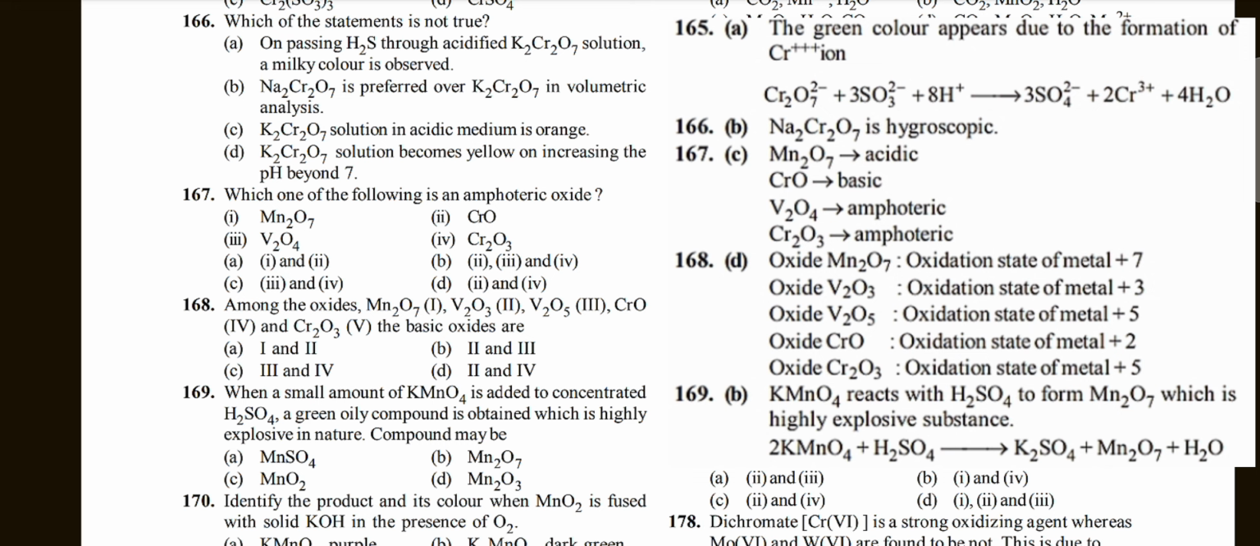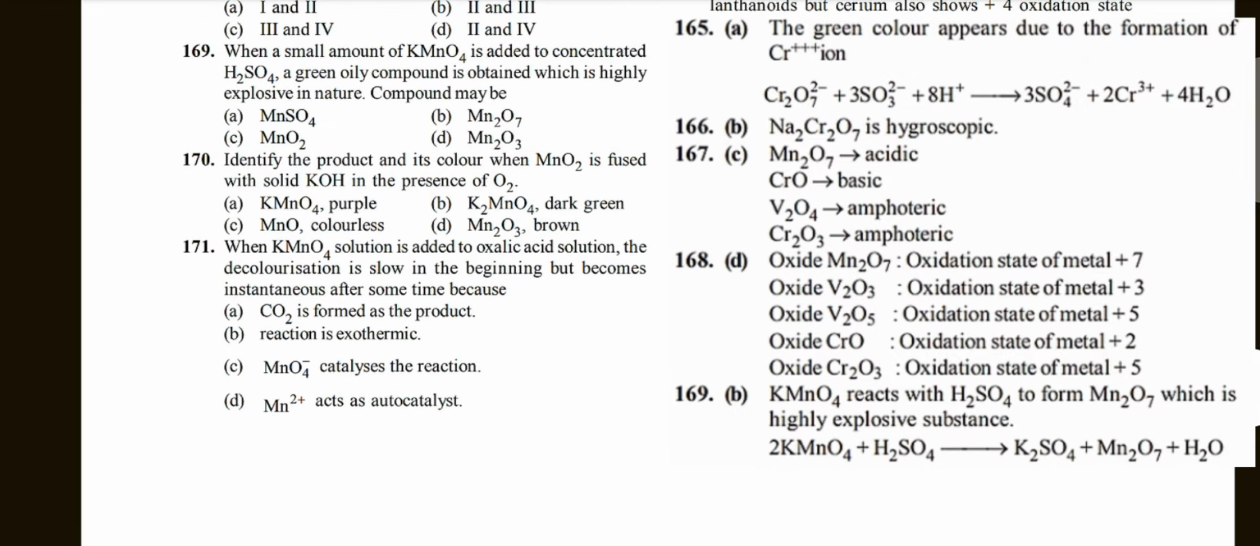Among the oxides Mn2O7, V2O3, V2O5, CrO and Cr2O3, basic oxides are? So Mn2O7 is acidic, V2O3 is basic, and V2O5 is acidic, I think, and CrO is basic, and Cr2O3 is amphoteric. So here options 2 and 4 are correct. Option D will be the answer.